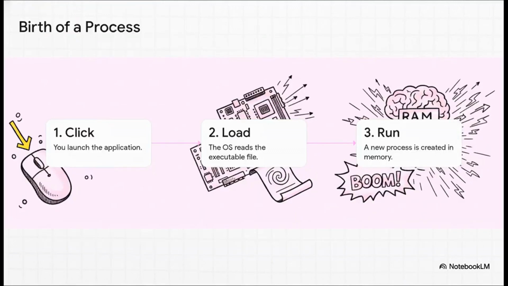Now, the birth of a process happens in a flash, but it's really a simple three-step dance. First, you click. That's your part. Second, the operating system grabs that blueprint, the executable file, and loads all its instructions into RAM. That's your computer's super fast short-term memory. And finally, boom! A new process is born and it starts running.